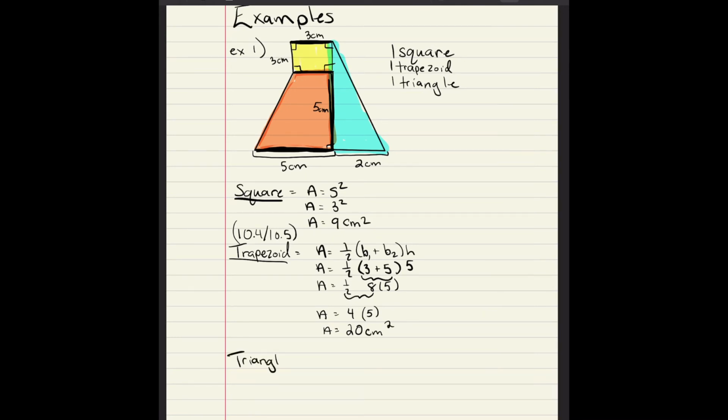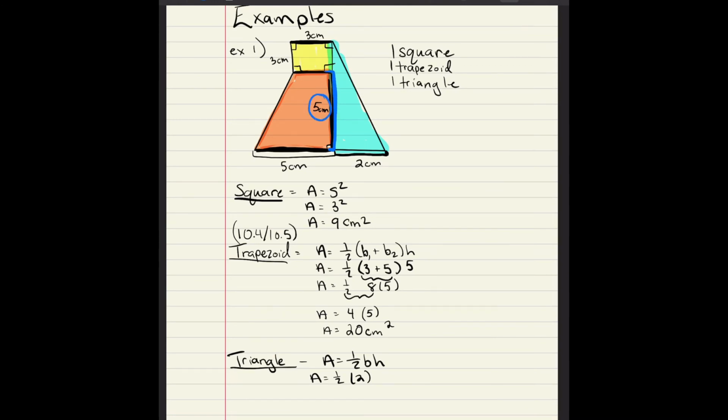Now I need to solve for my triangle. All right, so the formula for a triangle is 1/2 base times height. Plug in what I know, so I have 1/2. My base is this bottom 2, see they tell me this is 2. And my height, oh look, I have this part of the height, but that's not how tall my triangle is. My triangle goes all the way up. So see, this is 5 centimeters.